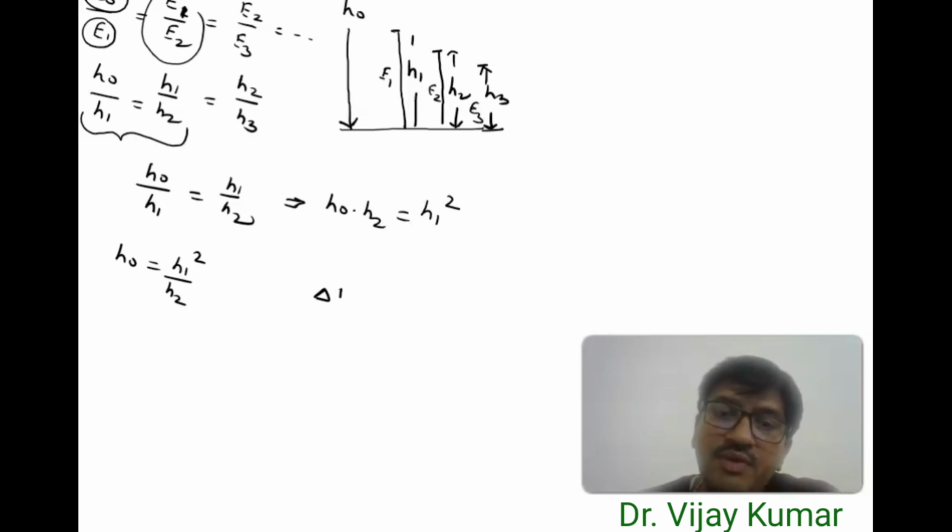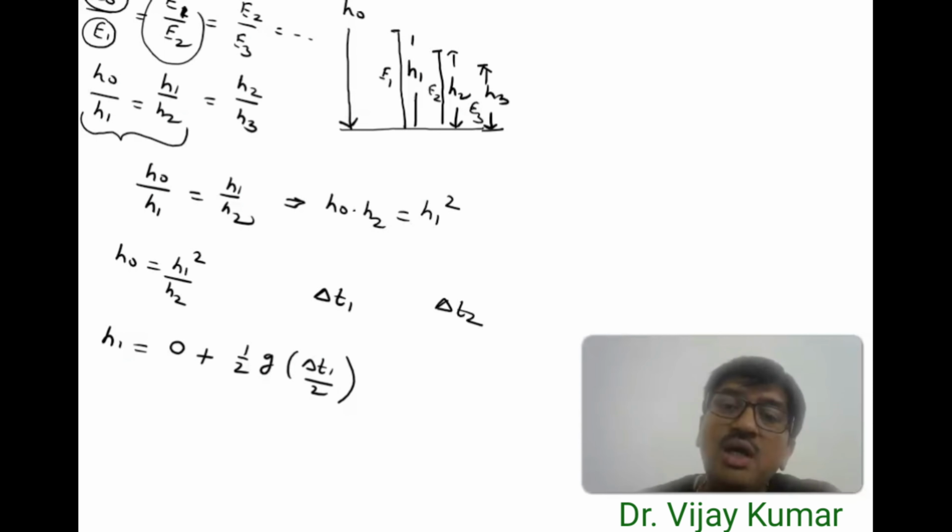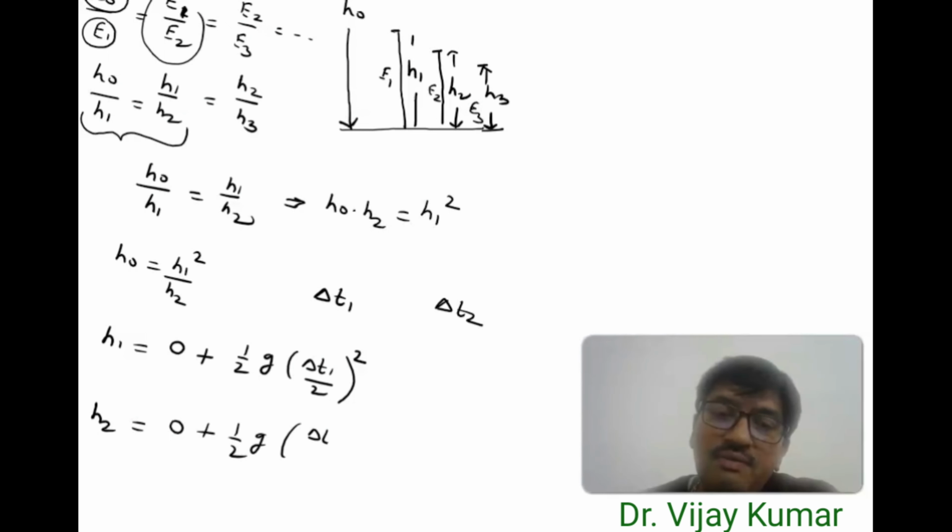Suppose the time interval between the first and second bounce is delta t1, and between the second and third bounce is delta t2. Then h1 equals 0 times t plus half g times delta t1 upon 2, squared, since delta t1 is the total time for up and down, so we take delta t1 upon 2 squared. Similarly, h2 equals half g times delta t2 upon 2, squared. We can put the values of h1 and h2 in this equation.